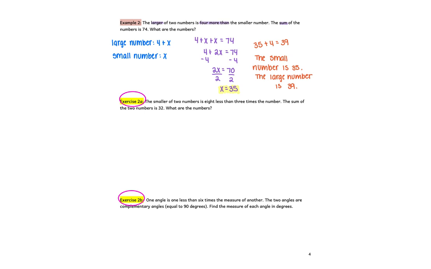Example 2 says the larger of 2 numbers is 4 more than the smaller number. The sum of the numbers is 74. What are the numbers? Take a moment to review this problem and then try exercises 2A and 2B.